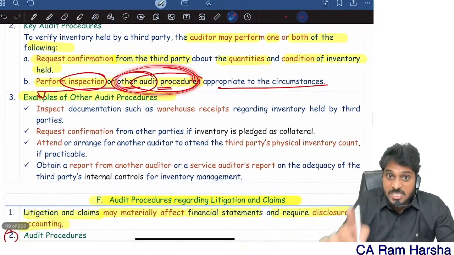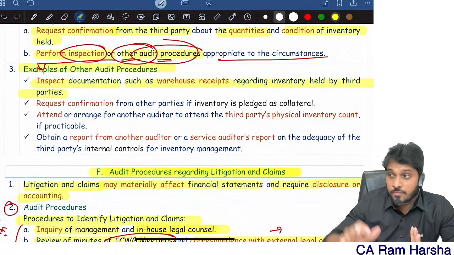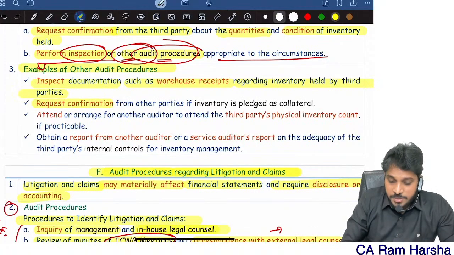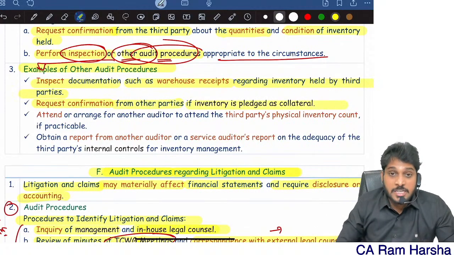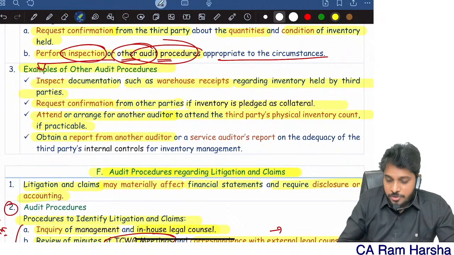Other audit procedures means what? Inspect documentation such as warehouse receipts regarding inventory held by the third party. Like what is the proof that inventory is with the third party? Request confirmation from other parties if inventory is pledged as collateral. Attend or arrange another auditor to attend the third party count. Obtain a report from another auditor or a service auditor report on adequacy.